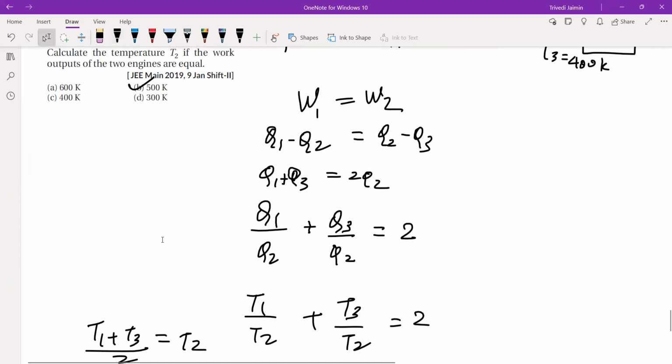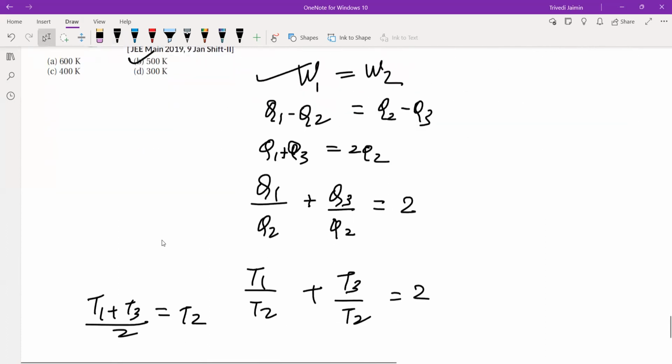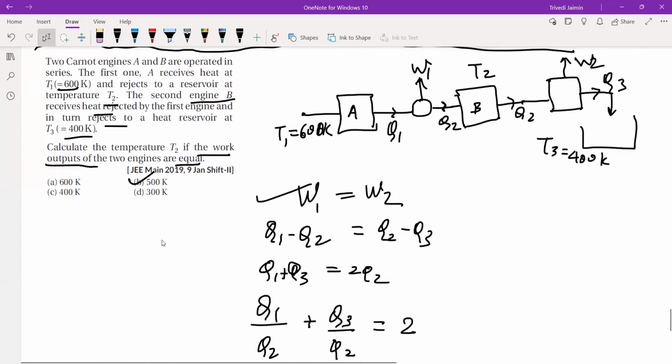If the works are equal, right? I got this idea from the given terms. Clear? Easy?